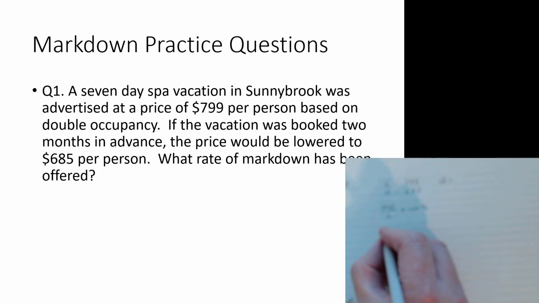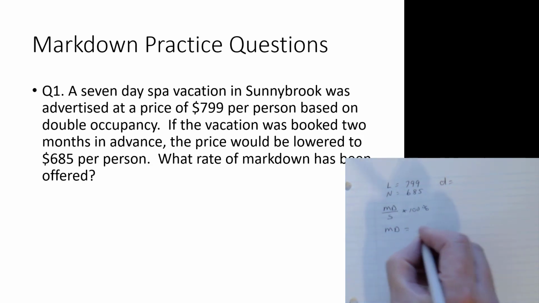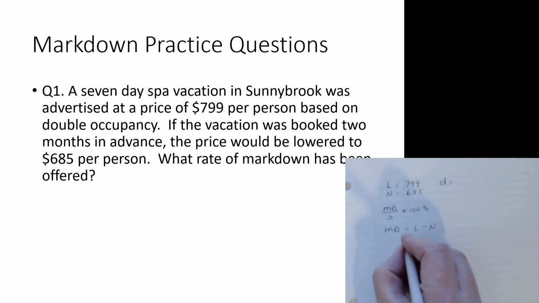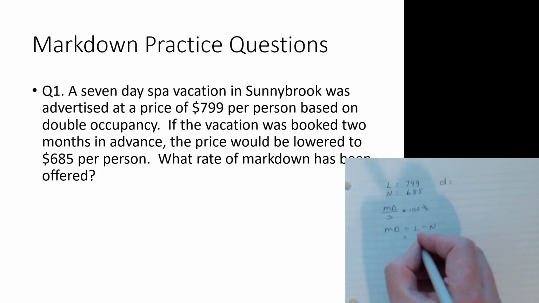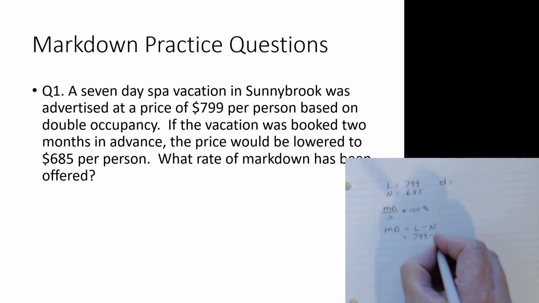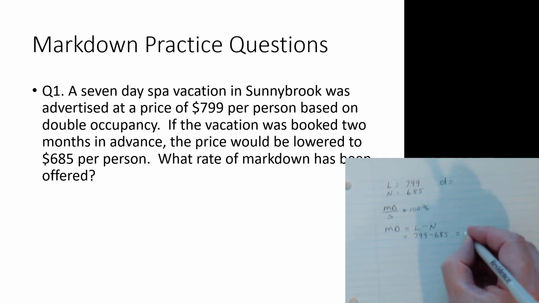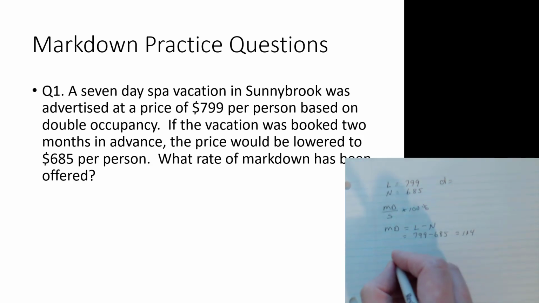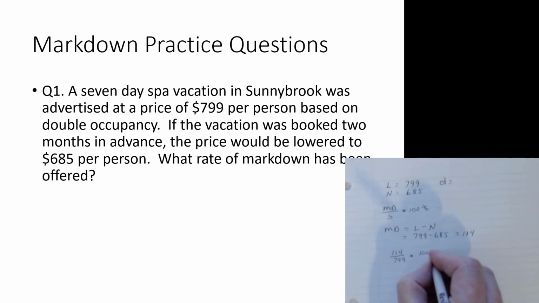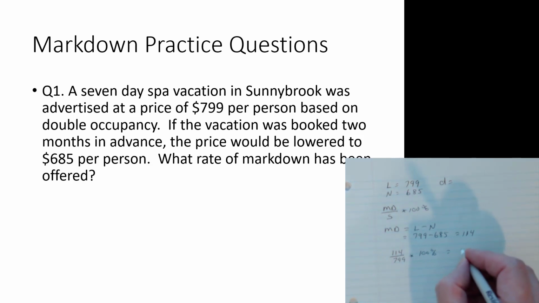So working this out long form, markdown is like the amount of the discount, which is L minus N, which we then work out to be $799 minus $685. That gives us $114. So our markdown is $114. So let's plug this in, 114 divided by 799, and then we're going to express that as a percent. And so we get about 14.26, round up to 14.27%.